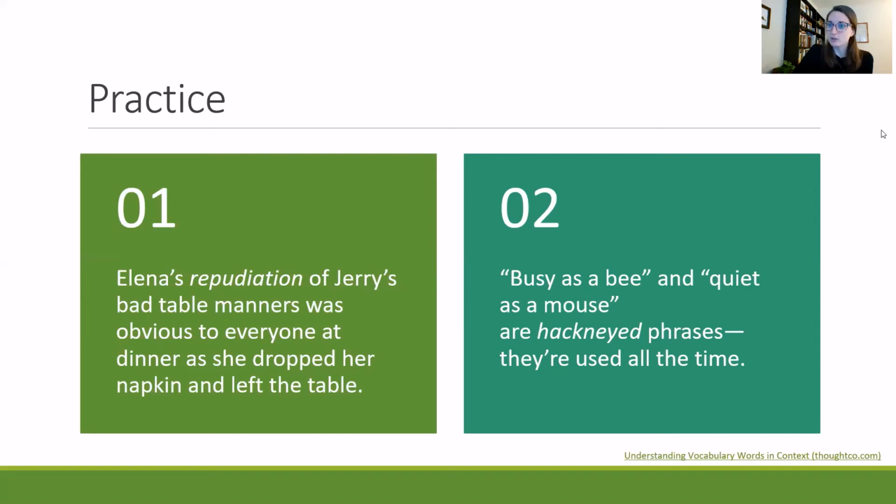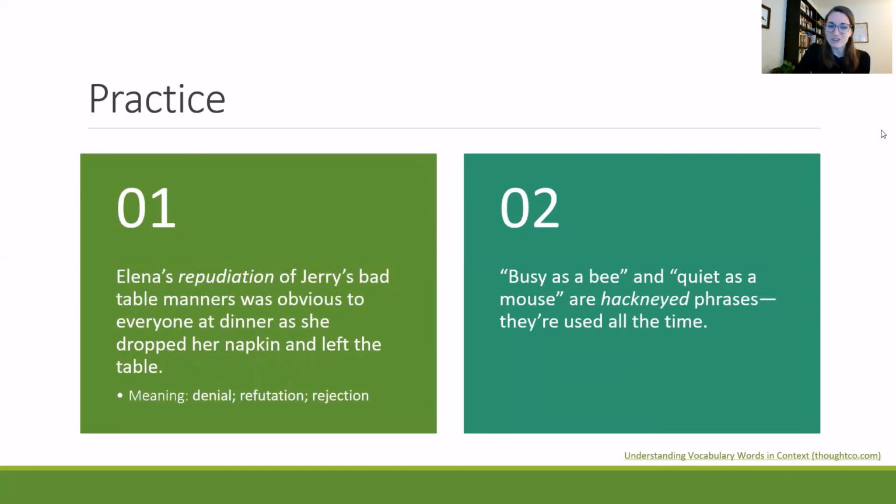Now, if you can imagine during a dinner or a party, someone dropping their napkin and leaving the table is usually not a good sign. They're perhaps upset about something, they are disappointed about something, they're really sad. There's some kind of negative emotion that generally accompanies that. So although we may not know the exact meaning of repudiation, we can guess that much and understand the general sentiment of the sentence. When we look at the definition, it is denial, refutation, or rejection.